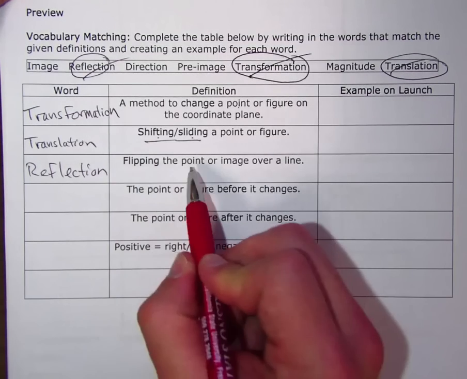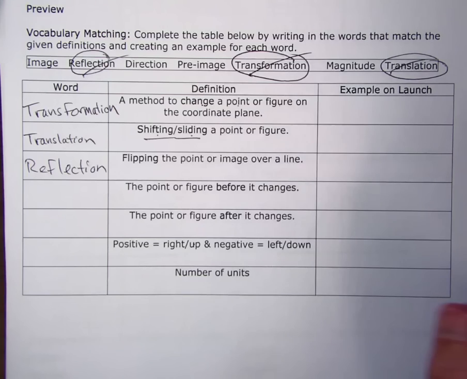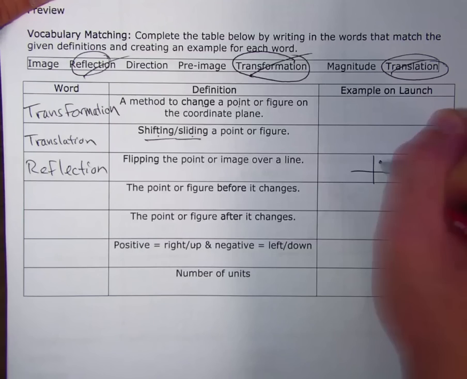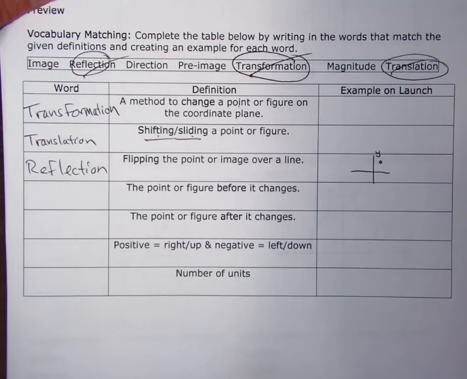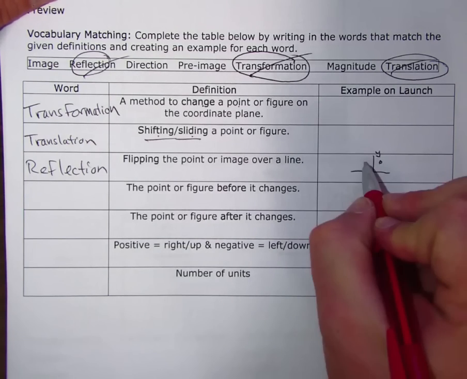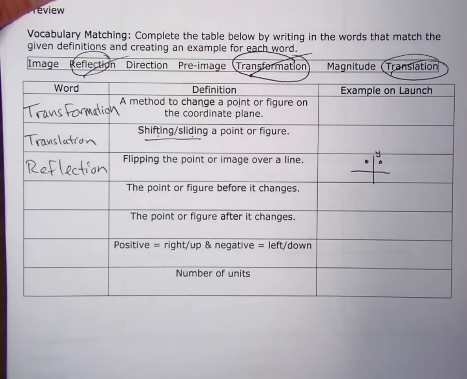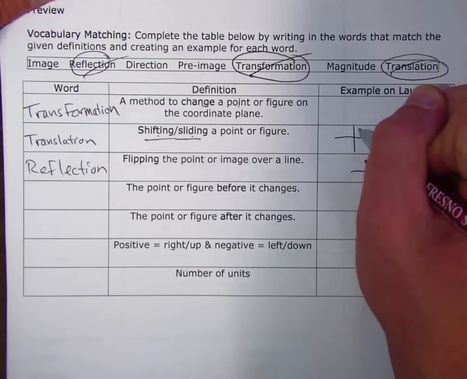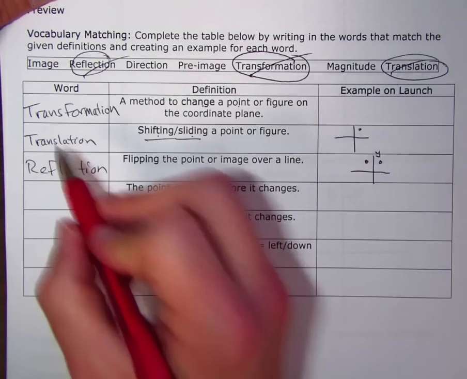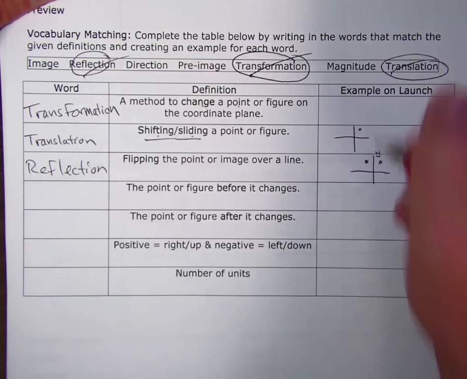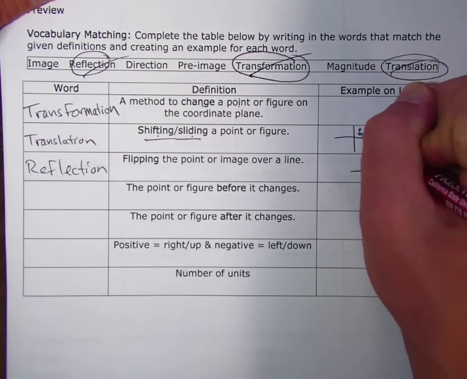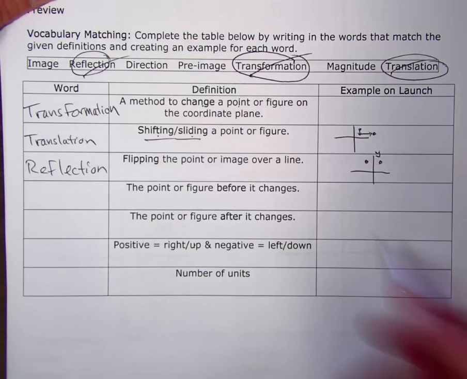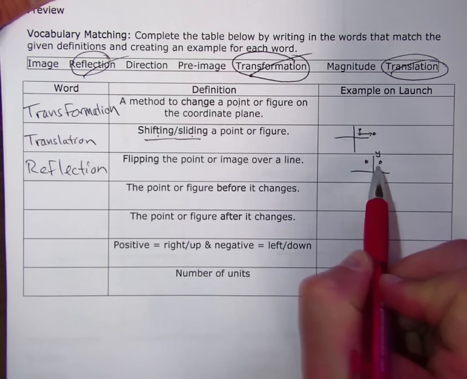A reflection flips the point or image over a line. So, for example, imagine you have the coordinate plane, and I put a little dot right here, and I want you to reflect this dot over the y-axis. It's going to appear over there. Imagine I have the coordinate plane here, and I have a dot right here, and I want you to slide it, so translate it. I might have you translate it down 2 and to the right 5. That's where it appears. So this is translating, that's reflecting.